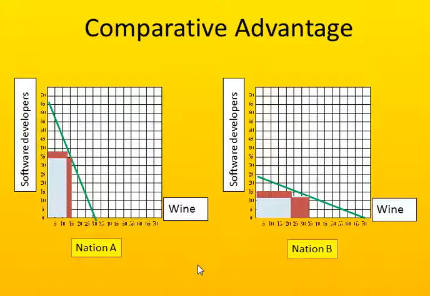All we need to know is which nation has the steeper line in the product that is on the vertical line, and that tells us that this country has comparative advantage in software development. Now, if we flip this around and we put wine on the vertical, we would find out that Nation B has comparative advantage, and it will have the steeper line when wine is on the vertical.